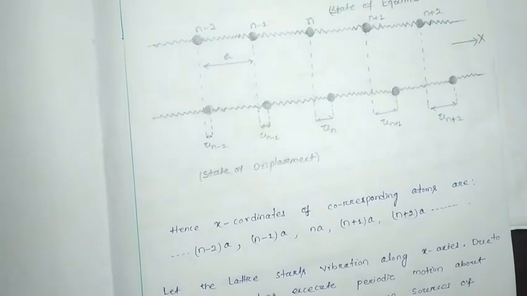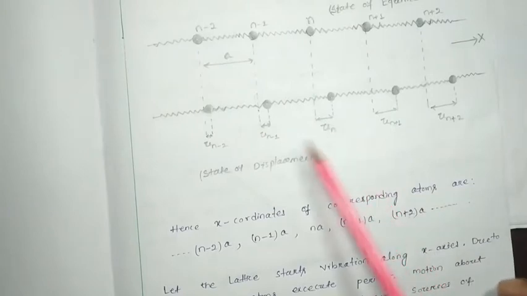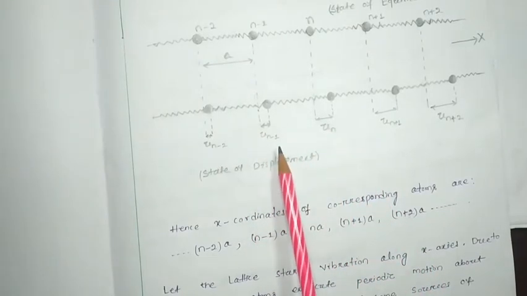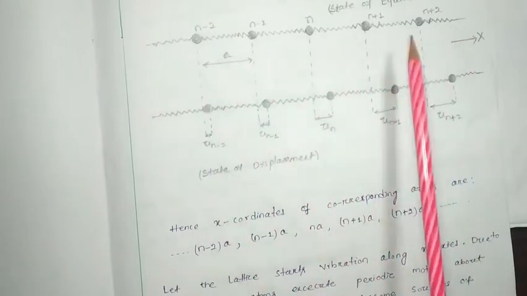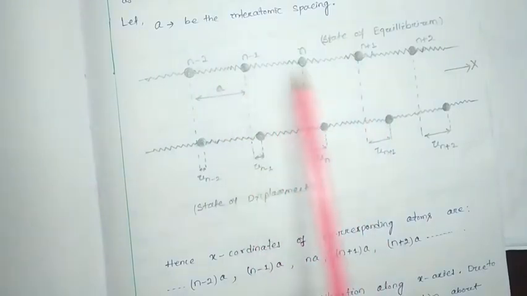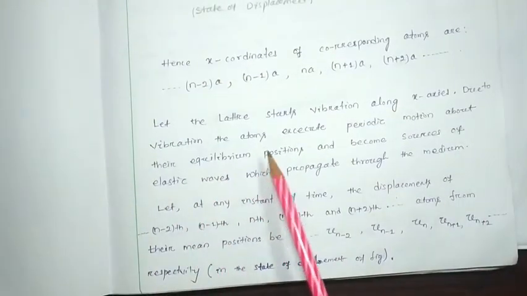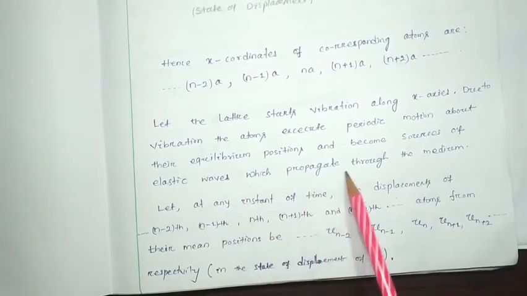So here we consider that n+2, n+1, n-1, n-2 are the displacements at a particular instant when this one dimensional atomic chain or one dimensional lattice starts to vibrate. So here let the lattice start vibration along the x-axis. Due to vibration the atoms execute periodic motion about their equilibrium position and become a source of elastic waves which propagate through the medium.